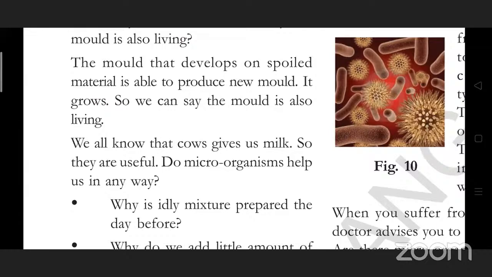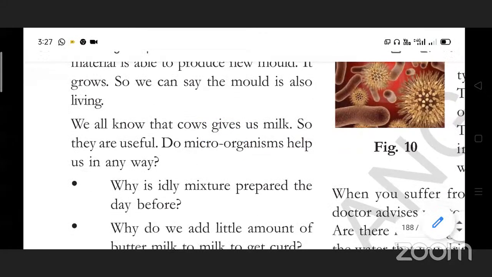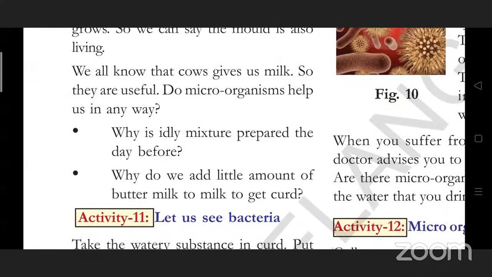Children, concentrate here. Okay, how is that helpful for us? Next, concentrate here, children. All of you listen to me. Why is the idli mixture prepared the day before? Why do we add a little amount of buttermilk to milk to get curd?